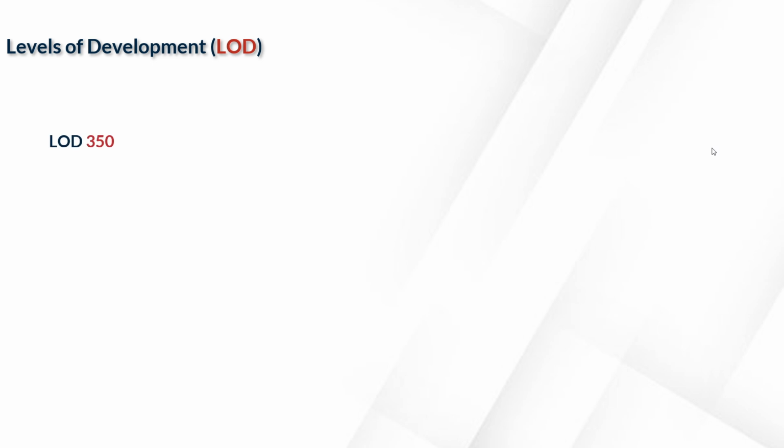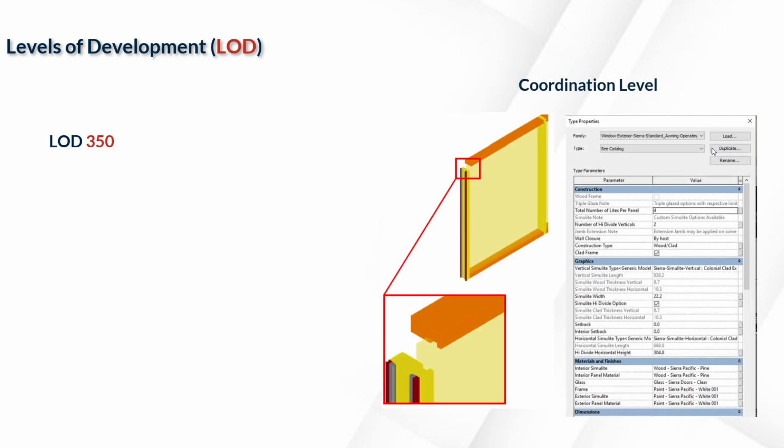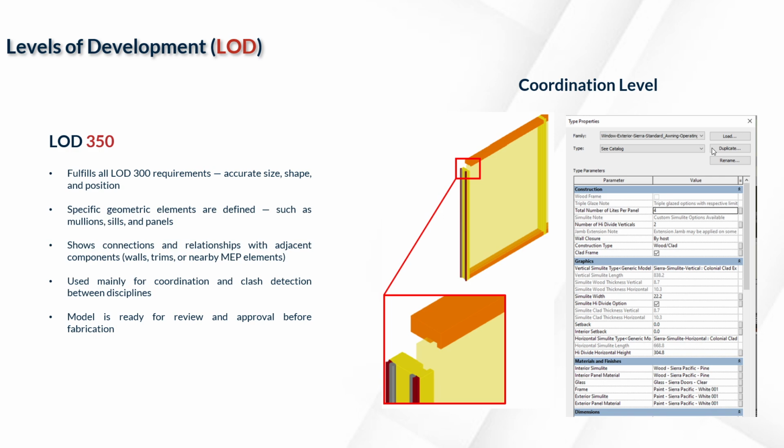Next is LOD 350. The model moves into the coordination stage. Our window now includes all the information from LOD 300, but with more detail in its geometry and interfaces. Here, specific components like mullions, sills, and glass panels are modeled precisely, and the window is properly connected to the surrounding walls or the architectural elements. This level is used primarily for coordination and clash detection, ensuring that the window fits perfectly within the overall design and doesn't interfere with other systems such as structure or MEP. At this point, the model is accurate enough for review and design approval just before fabrication begins.